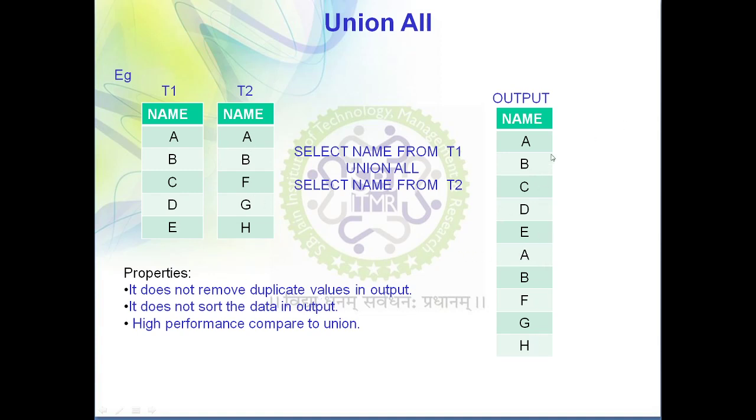So it does not remove the duplicates. A and B is duplicated. It does not sort the data. It has not sorted the data in a specific order, but it has high performance as compared to union. Why is it so? Because in case of the union operator, two additional operations need to be performed. One is the removal of duplicates and the second one is sorting of data. But this is not the case in union all.